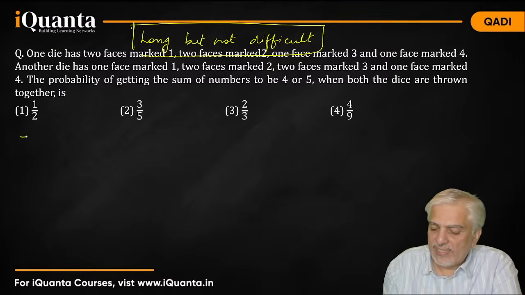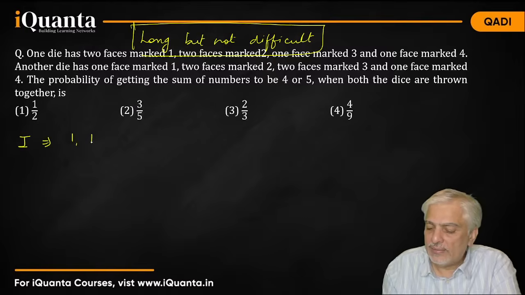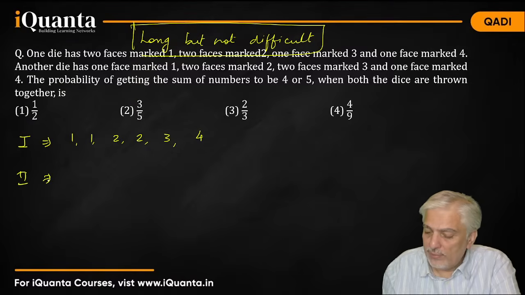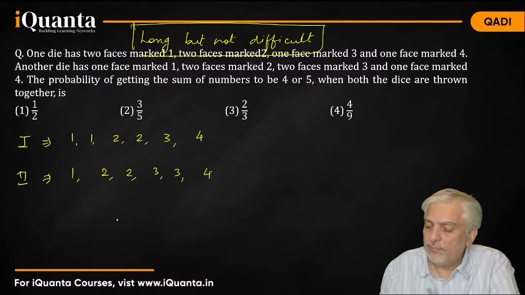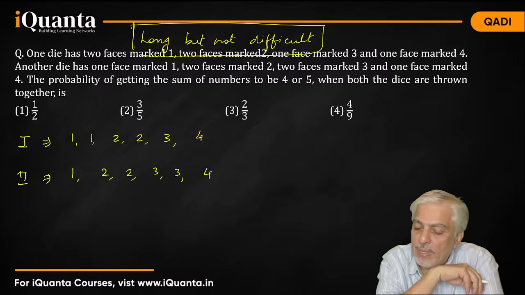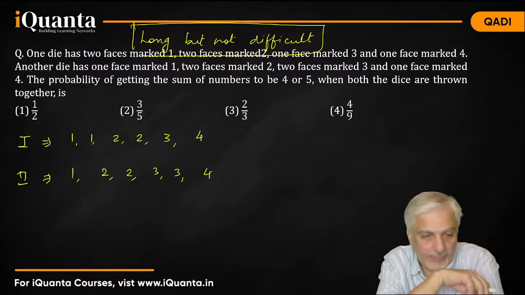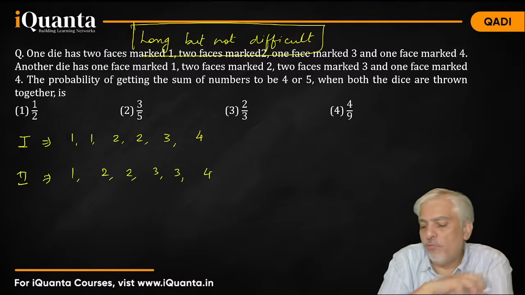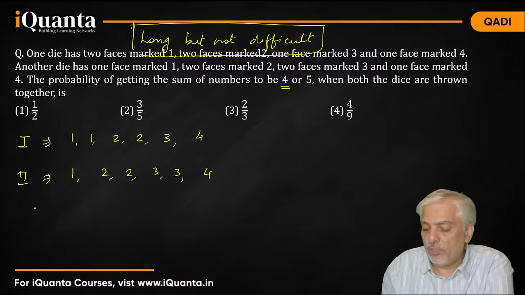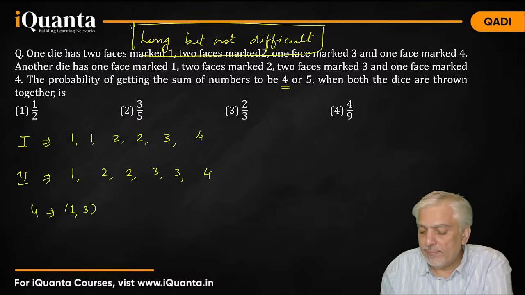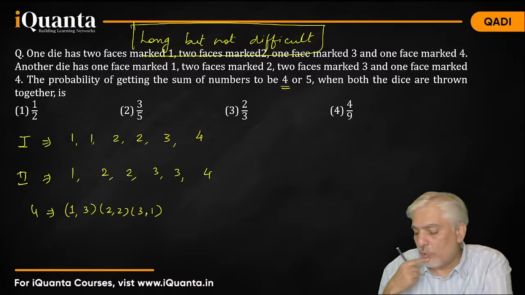The first dice has 2 ones, 2 twos, 1 three and 1 four. The second one has 1 one, 2 twos, 2 threes and 1 four. And we want the probability of getting the sum to be 4 or 5. Let's work first for 4. How many different ways can I get a 4? I can get 1 3, 2 2, 3 1. 0 is not possible, so 4 0 is out.